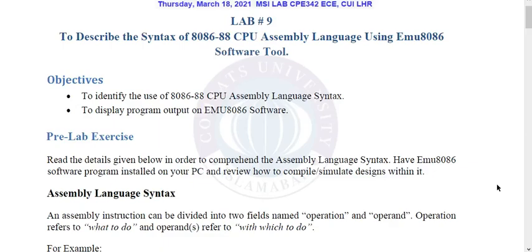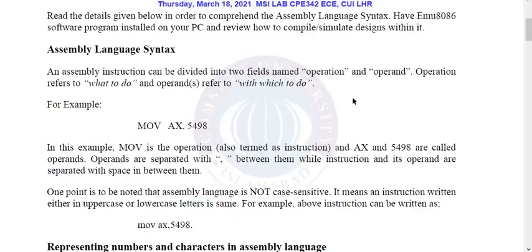There are two main objectives of today's lab. First one is to learn about the syntax of assembly language, and secondly to learn about the software which is being used to simulate the assembly language code, that is basically emulator 8086. So first of all, I'm going to explain about the assembly language syntax.